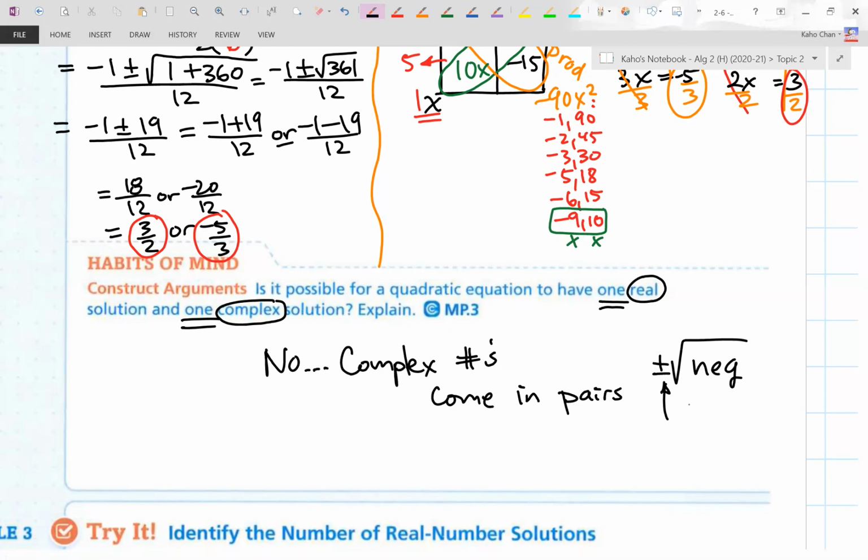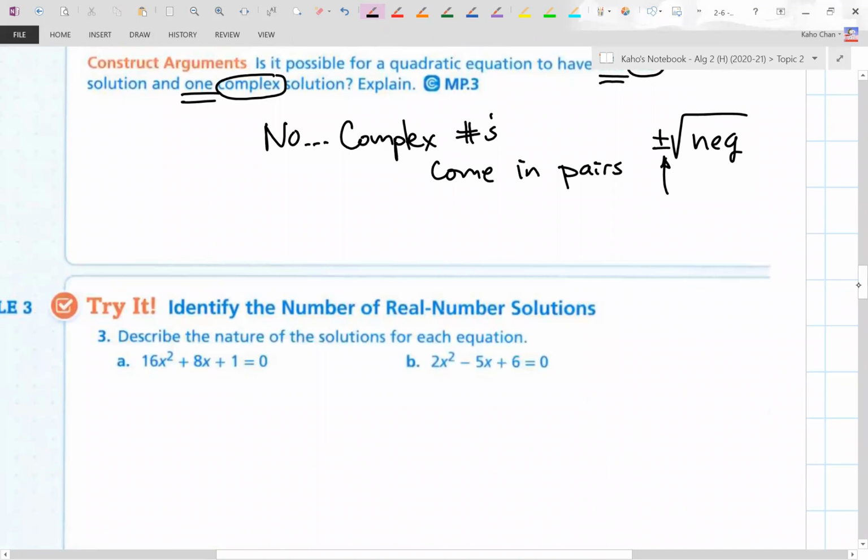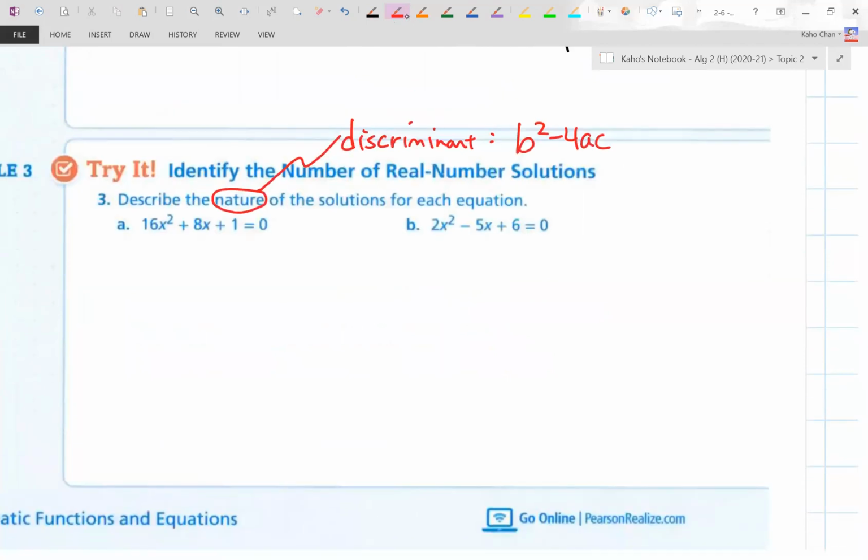Next question, example 3. Describe the nature. Okay, this is a little easier now. The nature is referring to the discriminant. The discriminant, of course, is b squared minus 4ac. That's all we have to do. As long as our equation is in standard form, I can pluck out a, b, and c from there. Here we go. A is 16. B, of course, for 3a is 8. And c is 1. Plug that into the formula.